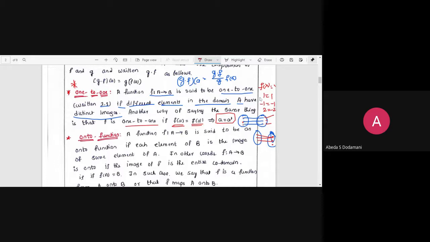So what you are getting? You are getting every element has a different image here. So no two elements are having the same image. Therefore, it is a 1-1 function.